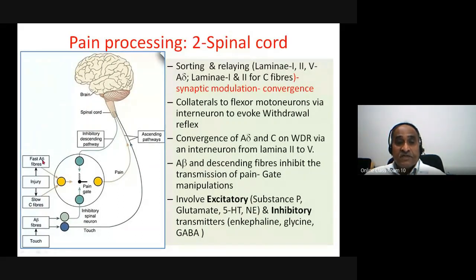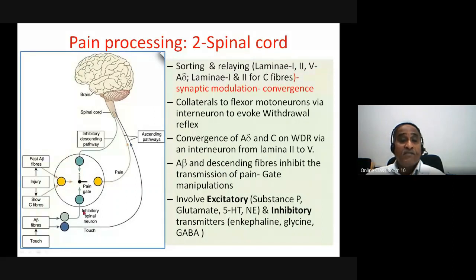Then these A delta and C fibers converge on one projecting neuron, and this projecting neuron is ascending up as a spinothalamic tract. That means there is a convergence with this wide dynamic range neuron. This synaptic pathway receives a number of inputs from the A beta fibers, thick diameter fibers which are carrying touch. The A beta fibers will activate the inhibitory interneuron, and they will try to suppress. At the same time, they receive descending inputs. Look here, these are the descending inputs, and they try to suppress this activity.